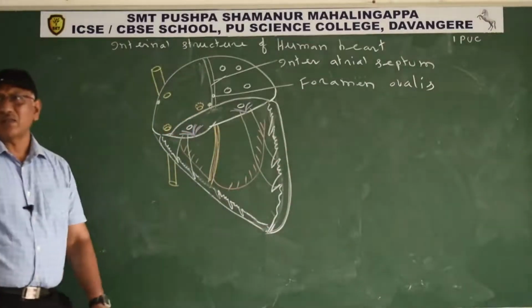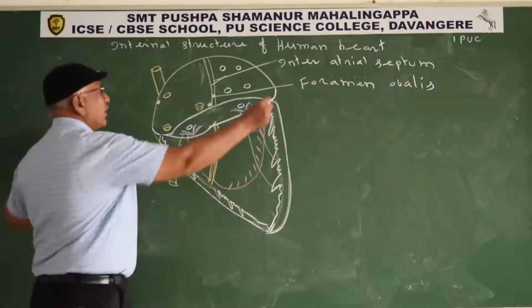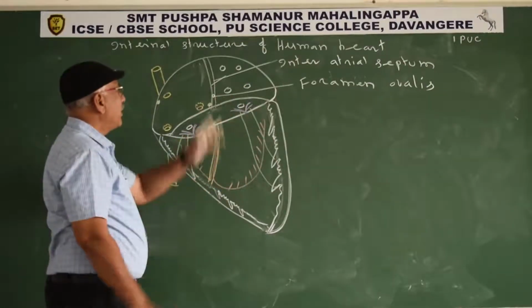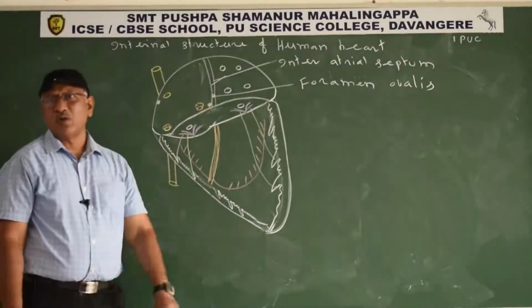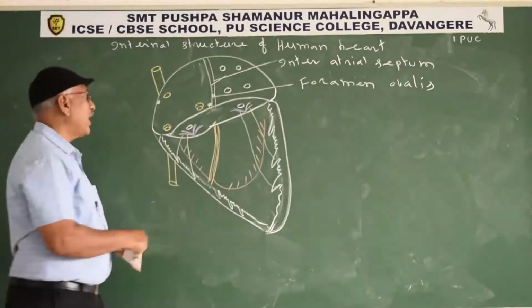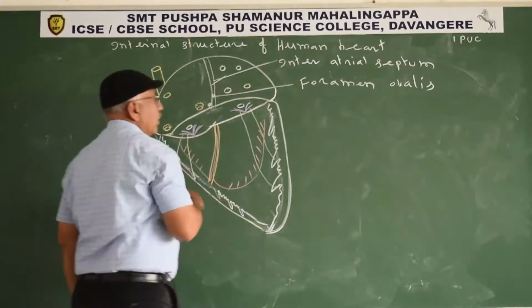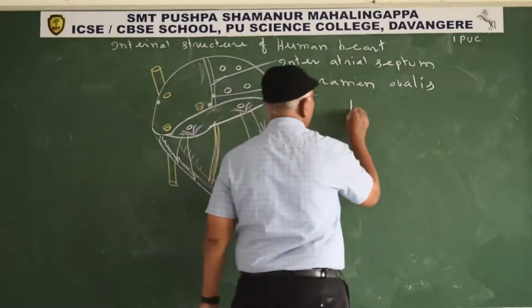After birth, the lungs are fully functional. The lungs press the atria, and the atria press the interatrial septum. At that time, the foramen ovalis is converted into a thick flap, a thick membrane known as the fossa ovalis.